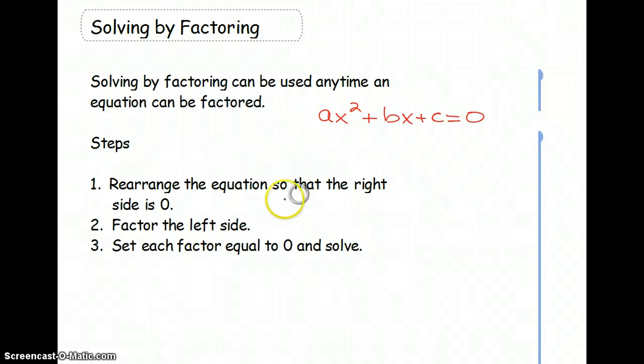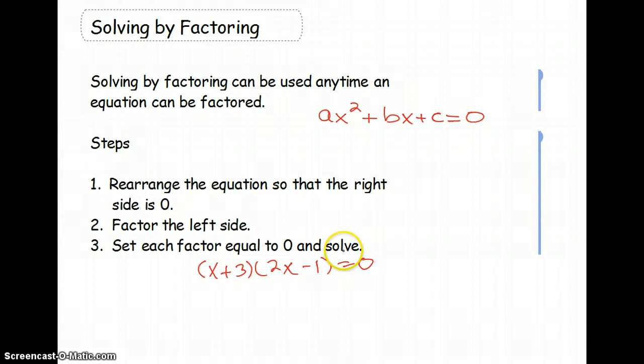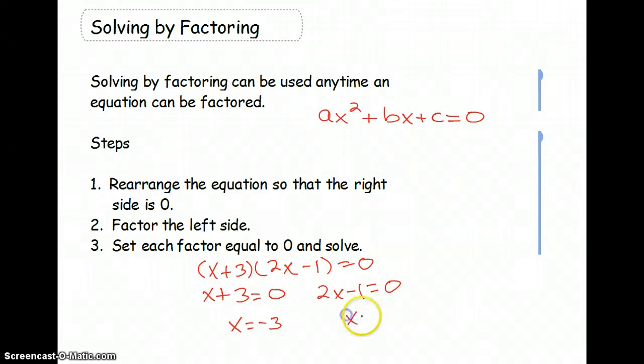And when I say set each factor equal to 0, I mean if I had x plus 3 times 2x minus 1 equals 0 as my factors, I'm going to get two answers. I'm just going to set each thing equal to 0. So I get x plus 3 equals 0, so the answer is negative 3. And then 2x minus 1 equals 0, so the answer is 1/2. So you're really just adding one step to the things that we already know. So let's look at an example.